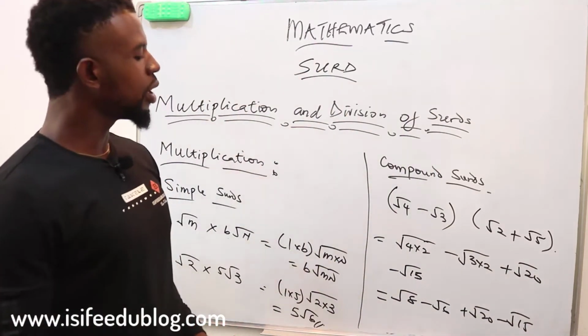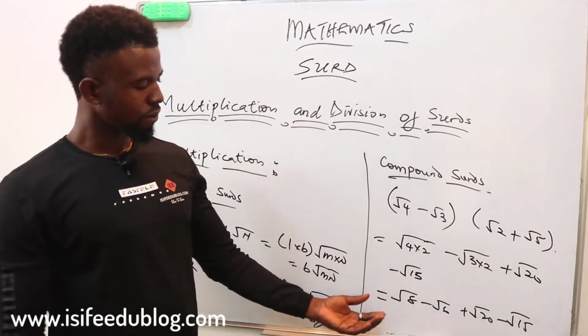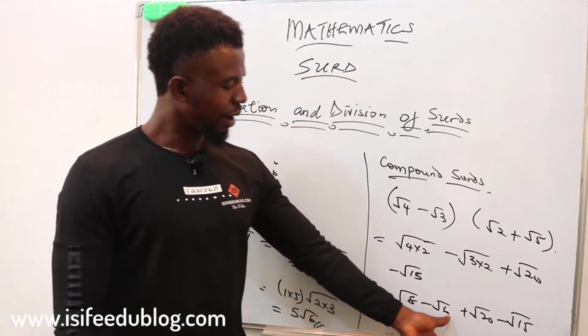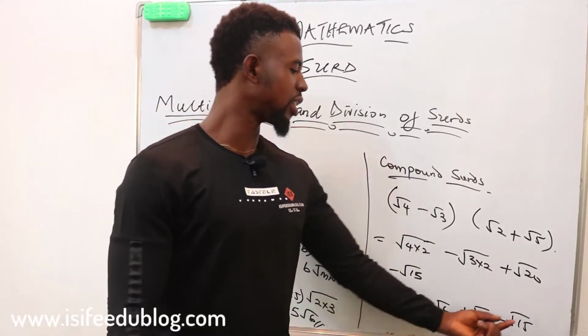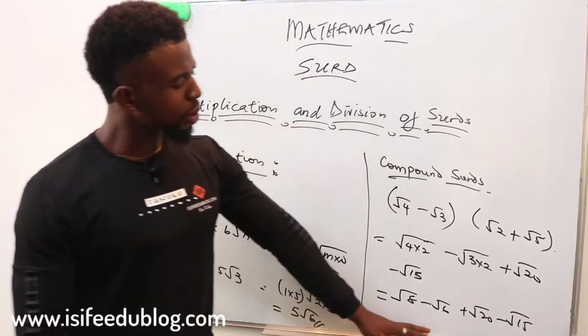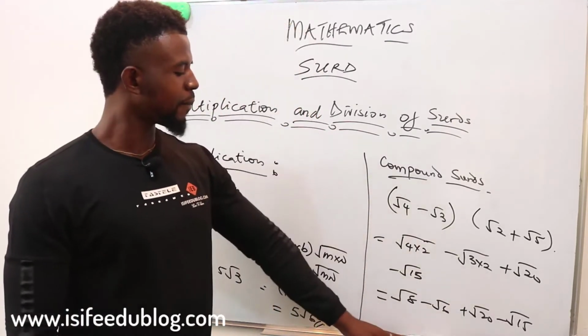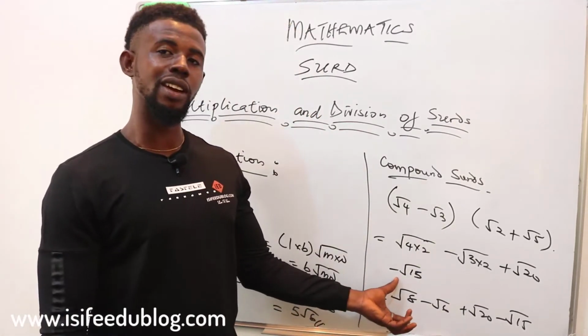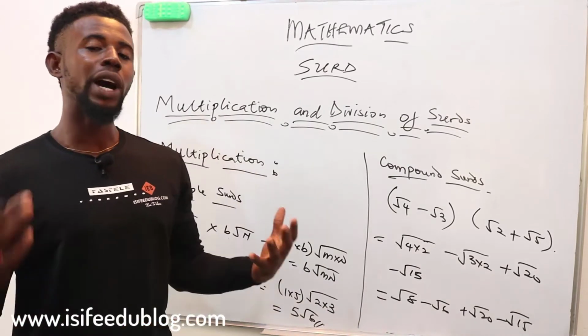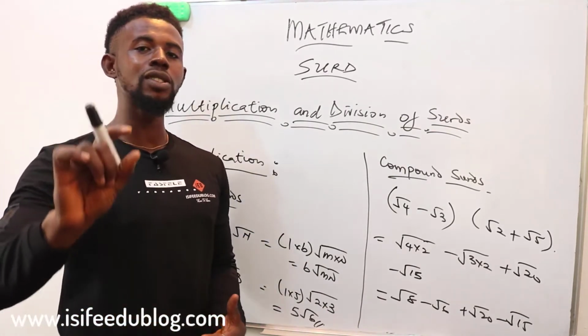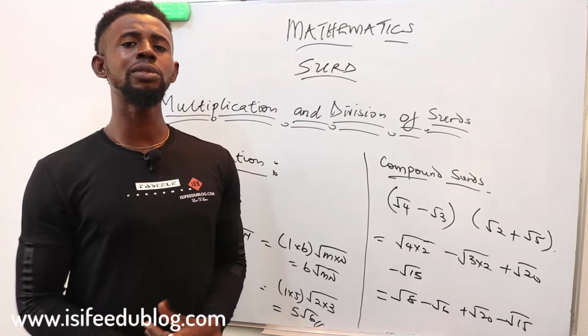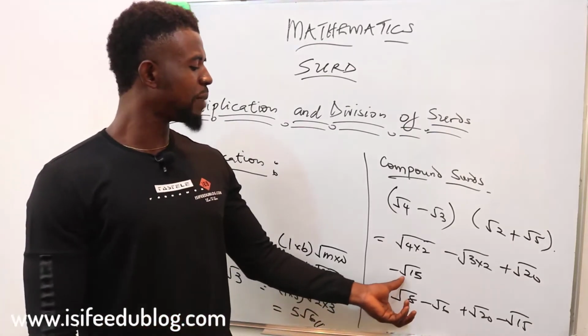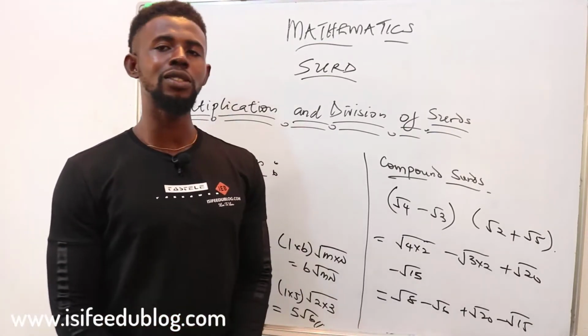Okay? Now look at this. We have root 8, root 6, root 20, root 15. Now we have complex surds here. And remember what we said: you are never allowed to leave a complex surd in your answer. So what does it mean? It means you need to find the basic forms of these complex surds.